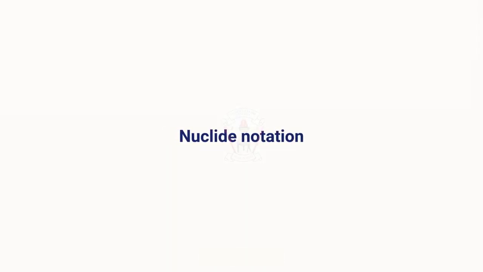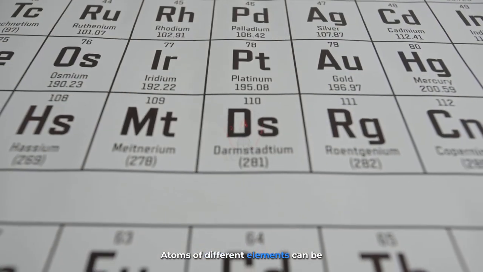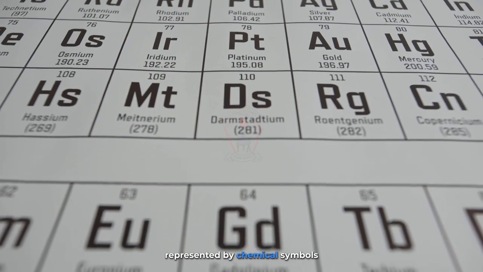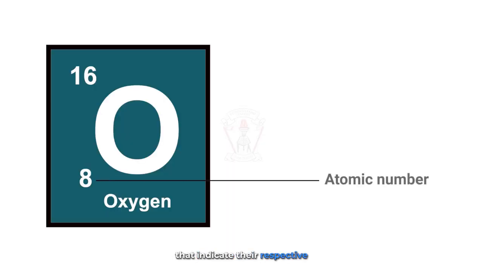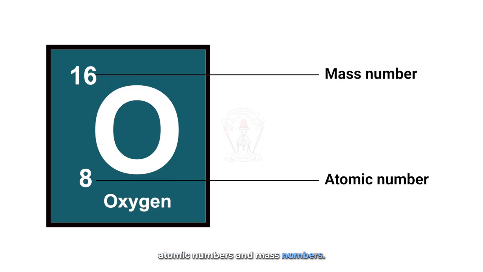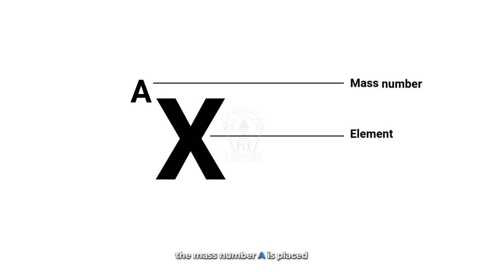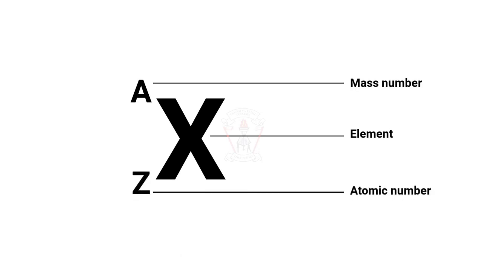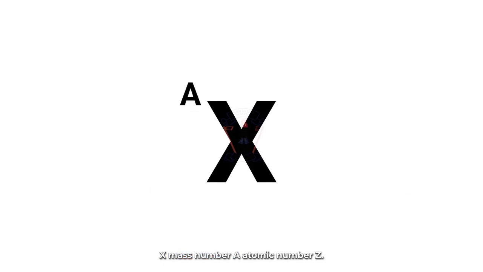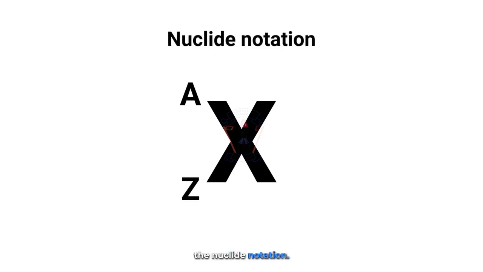Nuclide notation. Atoms of different elements can be represented by chemical symbols that indicate their respective atomic numbers and mass numbers. Using an arbitrary element X, the mass number A is placed on its upper left end, while its atomic number Z is placed on the lower left end. Thus, element X is represented as X, mass number A, atomic number Z. This is known as the nuclide notation.